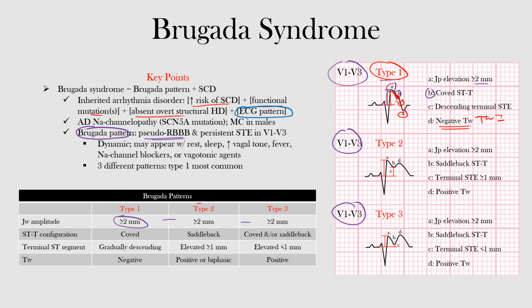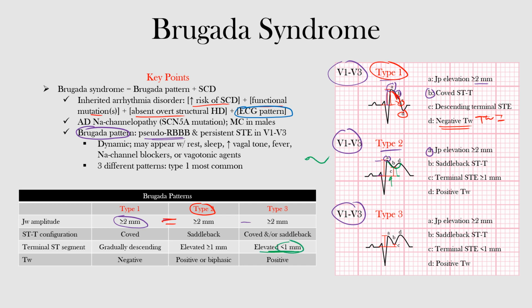So if you look here, now we're looking at type 2, and you can follow along. So notice again, the J point elevation is still the same as in type 1. Okay, so here we have type 2, here's point A, you can see that it's still elevated here, okay? And then we see that there's that saddleback ST-T configuration, okay? So notice how it dips down, okay? So I want you to see how this is dipping down. So the J point comes up and it dips like that. So in that saddleback ST-T configuration, the terminal ST elevation will be above 1 millimeter or 1 small box, and you can see that here. Notice that's at least 1 millimeter, and that's something that will differentiate it from type 3.